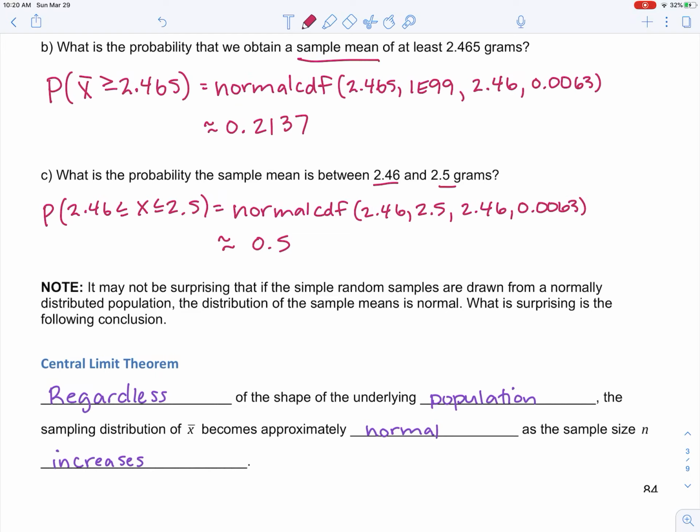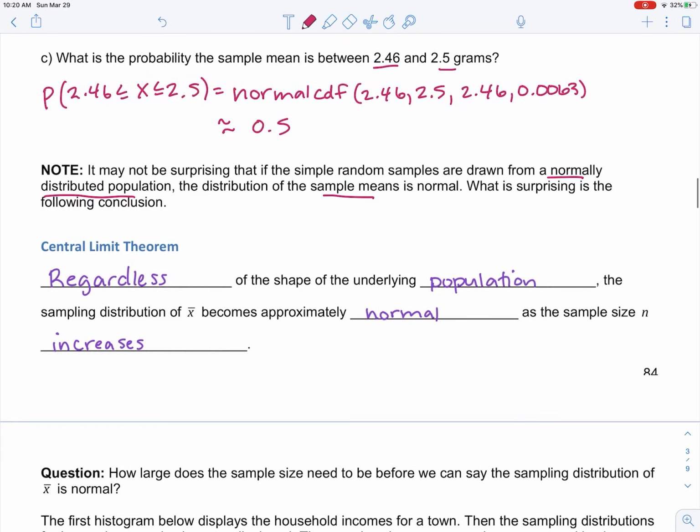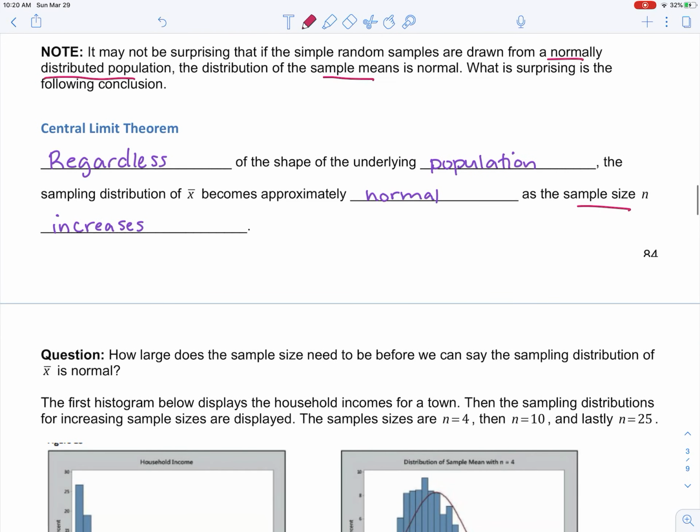So I put a couple notes here. It may not be surprising that if the random samples are drawn from a normally distributed population, the distribution of the sample means is also normal. What is surprising is the following conclusion. It actually doesn't matter what the population is. The population can have any distribution. As long as your sample size is large, then your distribution of your sample means will be normal. And this is called the central limit theorem.